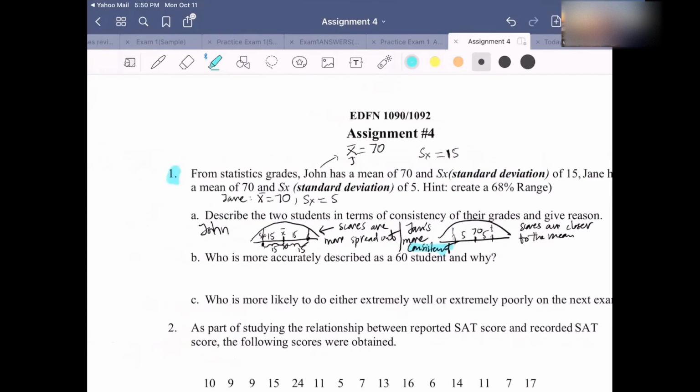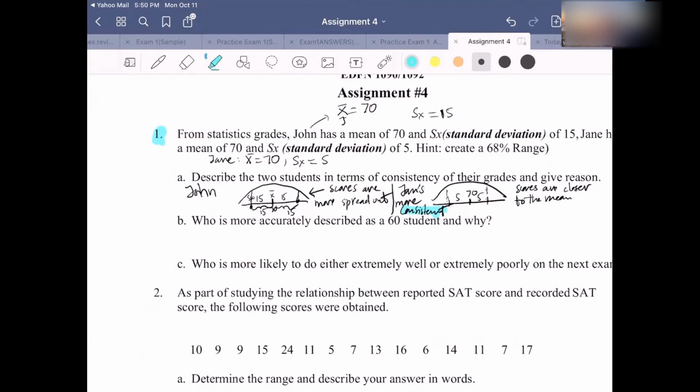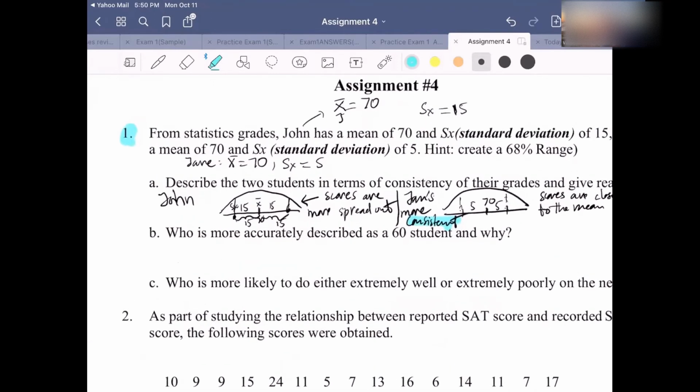All right, that's good. Let's just try one more and then we will take a break, okay? How about part B? Who is more accurately described as a 60 student and why? All right, I'm gonna wait for your answer. If you have the answer, type in the chat for me.